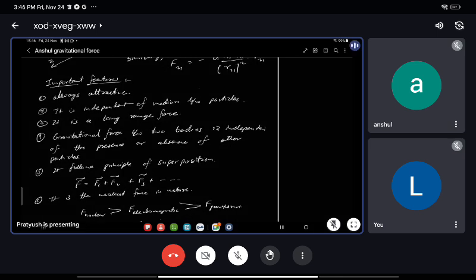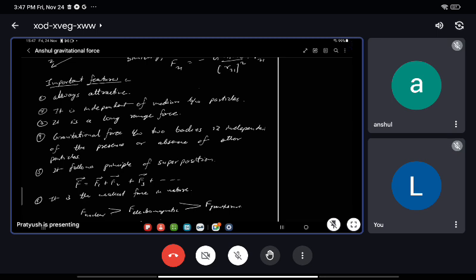It is always attractive. It is independent of the medium between the particles, whether it is vacuum or water or some oil. Third, it is a long range force. Long range means it will act on long distances as well, like sun and earth, as well as moon and earth. All 8 planets are bound with the force of gravitation.